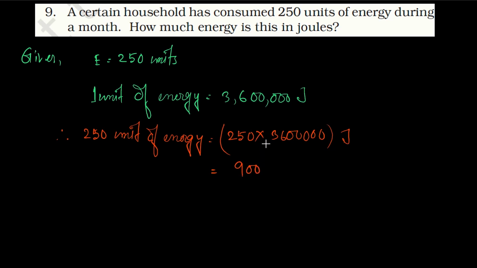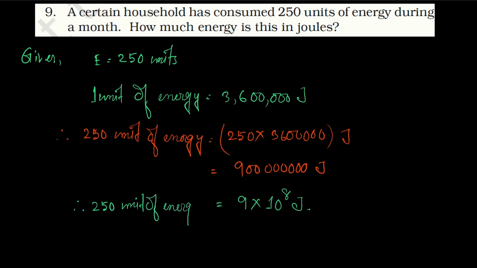If you multiply 25 into 36, you get 900. Now, how many zeros are there? 1, 2, 3, 4, 5, and 6 zeros, in joules. Whenever you have a large quantity like that, you should write it in power form. That is 9 followed by 8 zeros, so you can write 9 into 10 to the power 8 joules. So 250 units of energy is equal to 9 into 10 to the power 8 joules.